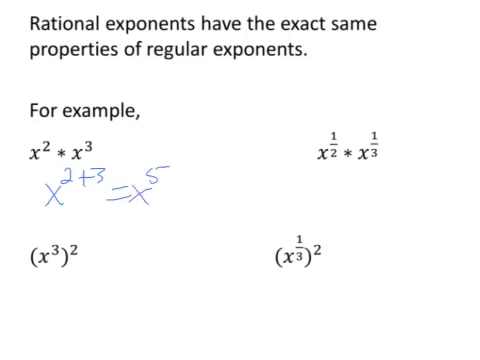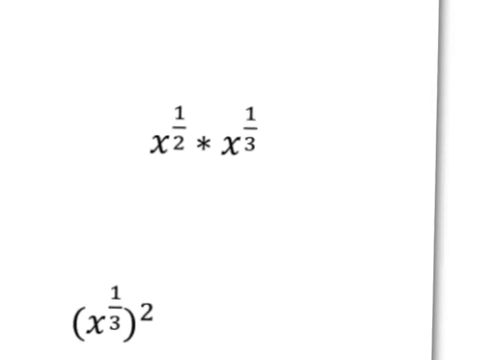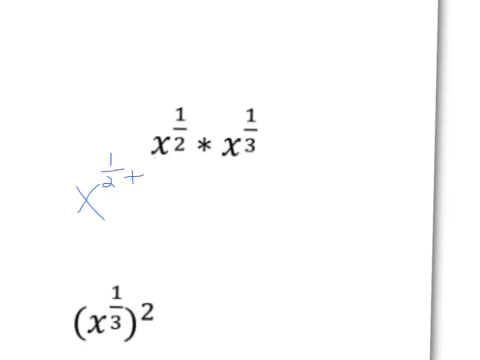Well now, we're going to have x to the 1/2 times x to the 1/3. So that means we're going to have to do x to the 1/2 plus 1/3. To add fractions, we have to get a common denominator. The common denominator between 2 and 3 would be 6.